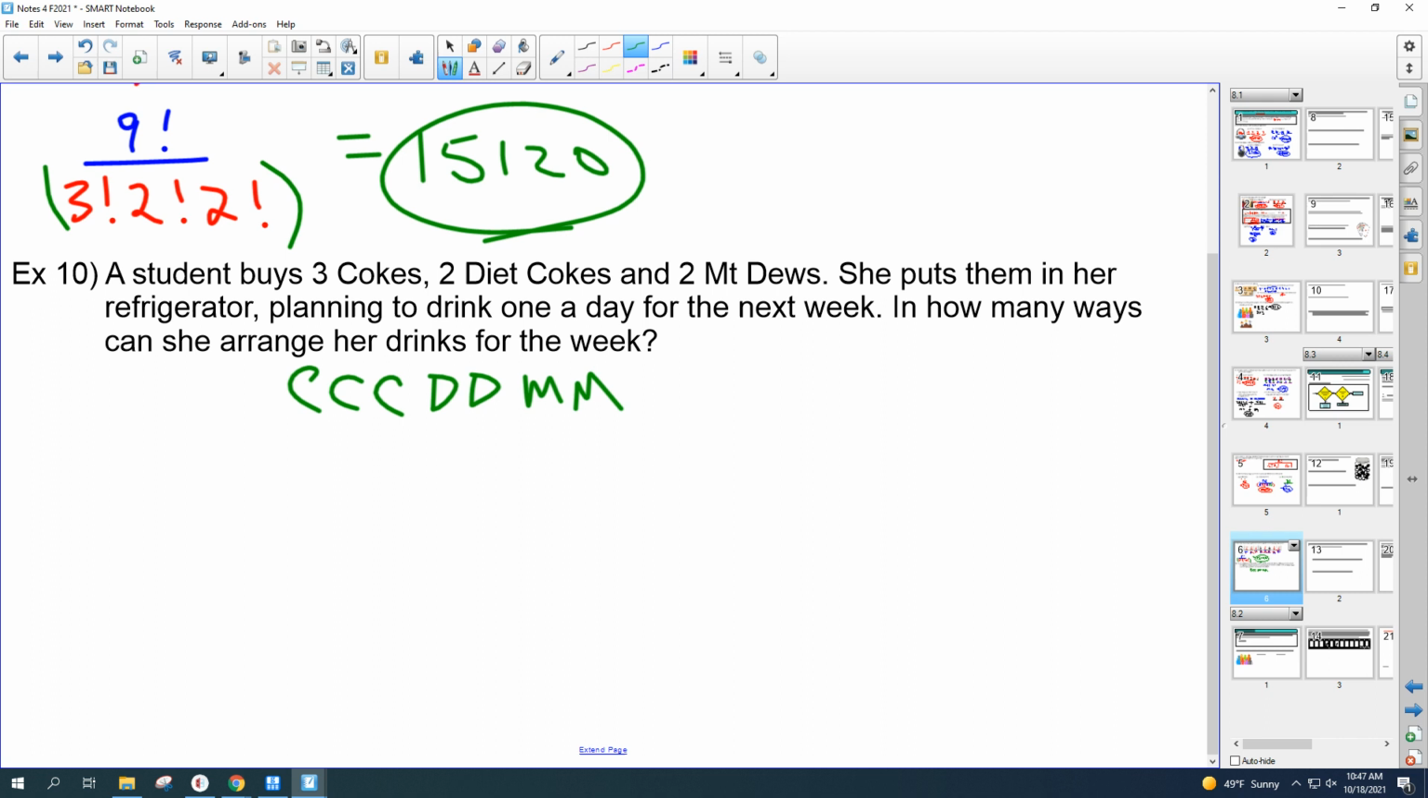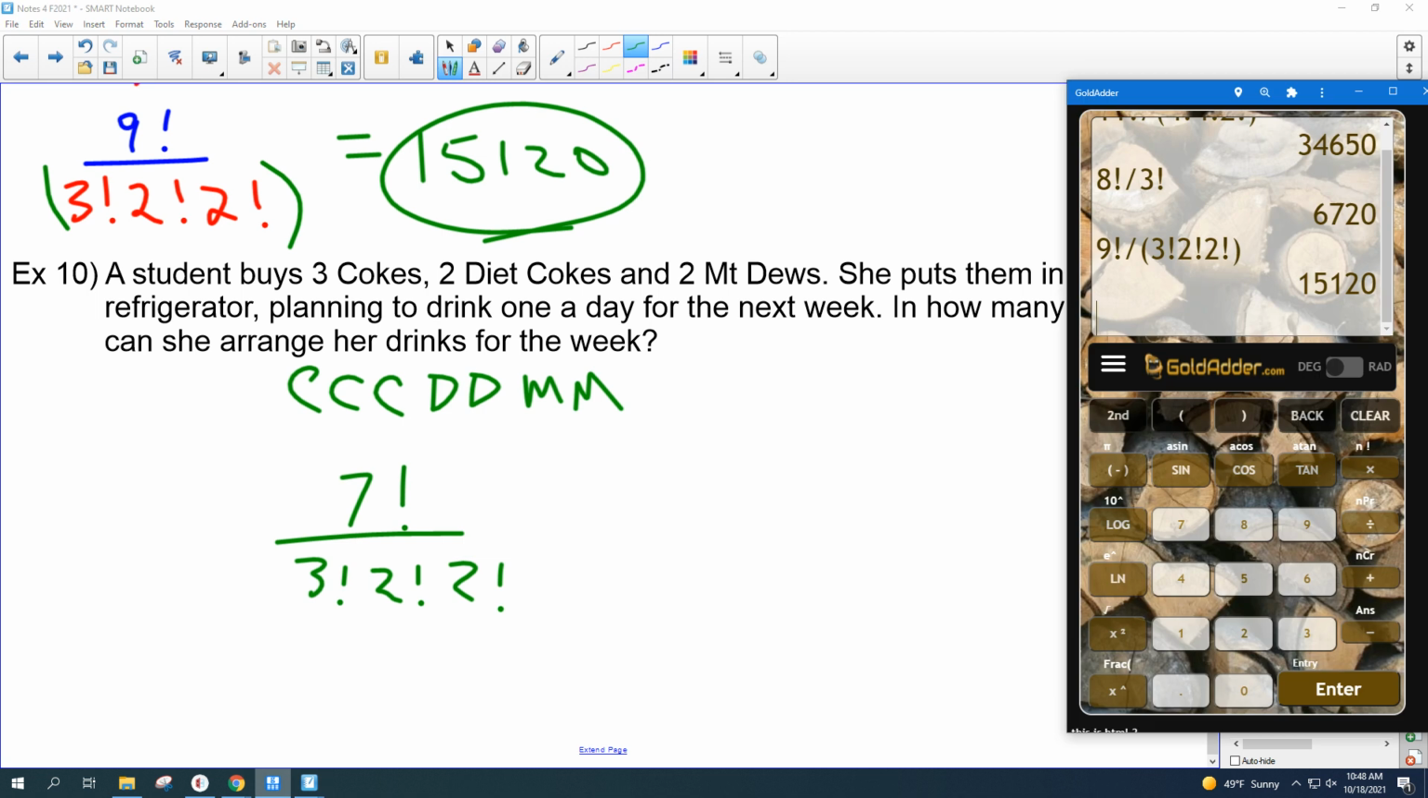I think if you write it like letters like this and treat it like the Mississippi question, it makes a lot more sense. This is the Mississippi question. If all 7 of those things were different, it would just be a straight factorial, 7 factorial. But we have to divide off the number of ways of shuffling each of those 3 drinks. There'd be 3 factorial ways of shuffling the Coke cans, and 2 factorial ways of shuffling the diets, and 2 factorial ways of shuffling the Mountain Dews. 7 factorial divided by parentheses, 3 factorial, 2 factorial, 2 factorial. 210.